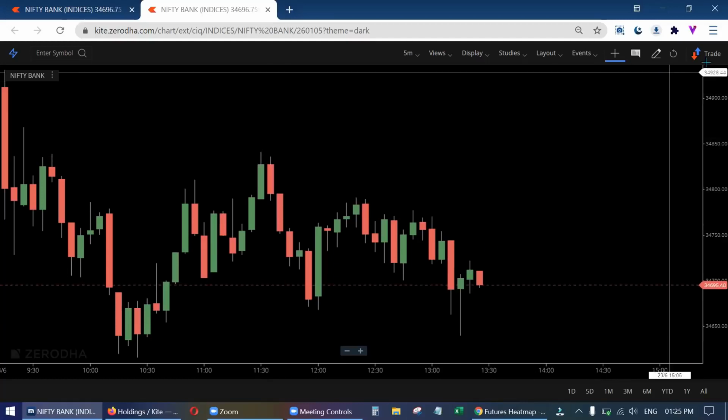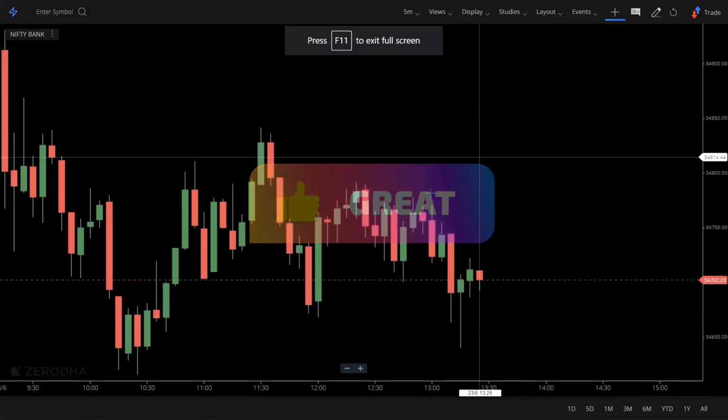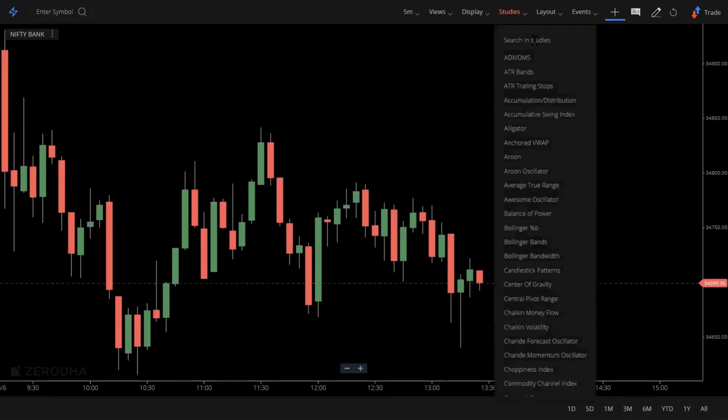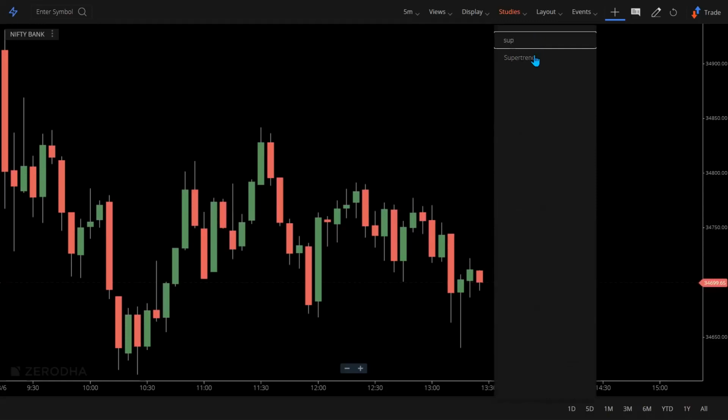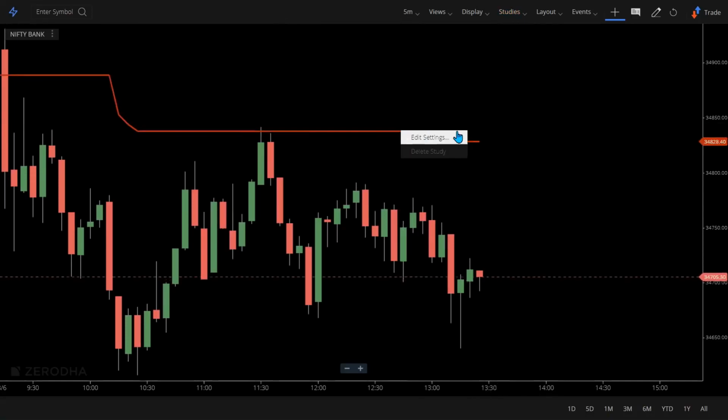So I'm on the Zerodha platform. Let me just make it full screen. Yeah, you should be able to see my screen. Now once you are in the platform, you can go to the studies and then you can search for Supertrend. You can apply this. So this Supertrend has two values.